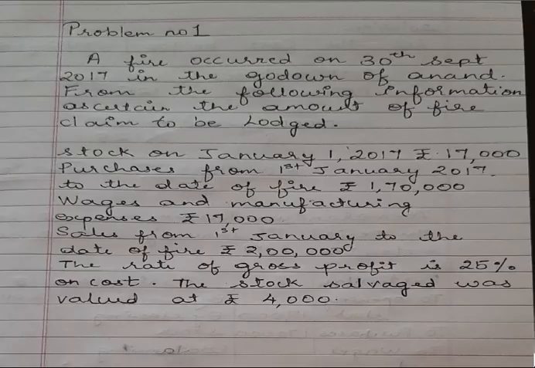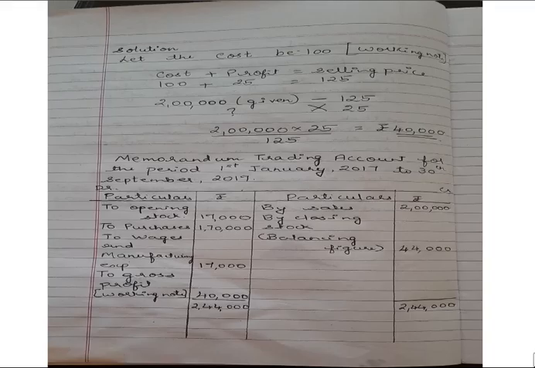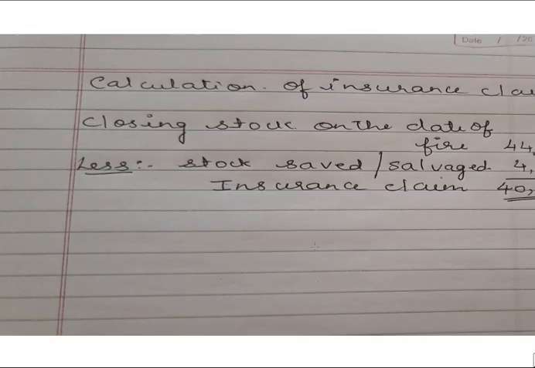So here I have done one problem. Here we calculate first the gross profit amount because the rate is given, so the amount we will calculate. Then the memorandum trading account, calculate the balancing figure. After that we have to calculate the fire insurance claim. This is what we have to calculate. Okay, so go through the problem, read the problem, calculate and do it in your notes.